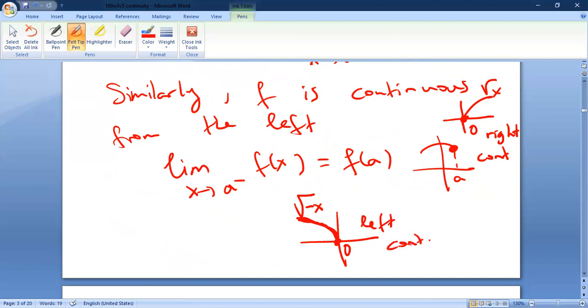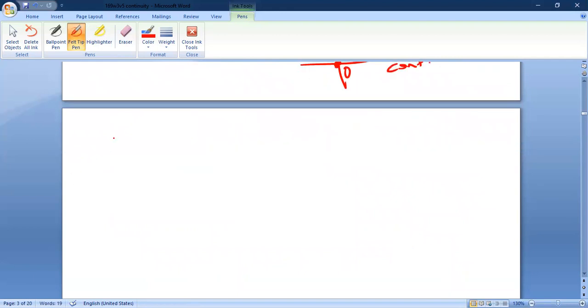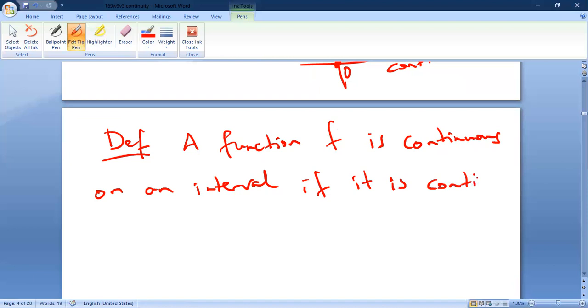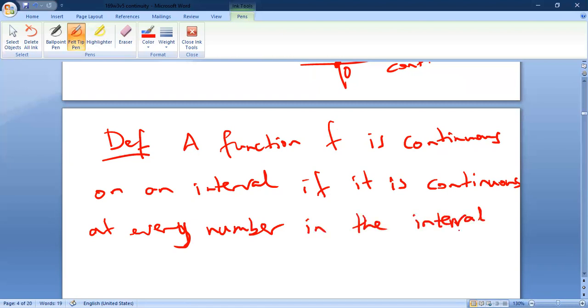Another thing which we will talk about quite often is continuity on an interval. So a function f is said to be continuous on an interval if it is continuous at every number in the interval.